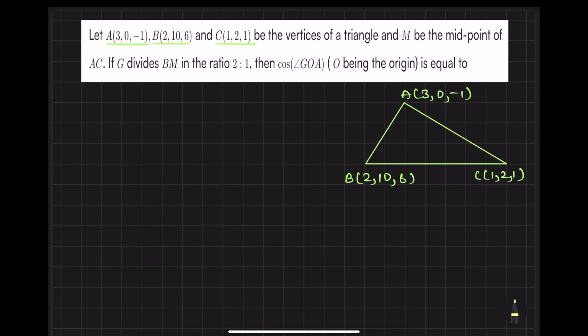Sorry, coordinates. Be the vertices of a triangle and M be the midpoint of the side AC. So this is your M. M is the midpoint. If G divides BM in the ratio 2:1, don't you think that this BM will become a median? Since they are saying that G divides BM in the ratio 2:1, don't you think that this G is nothing but the centroid?